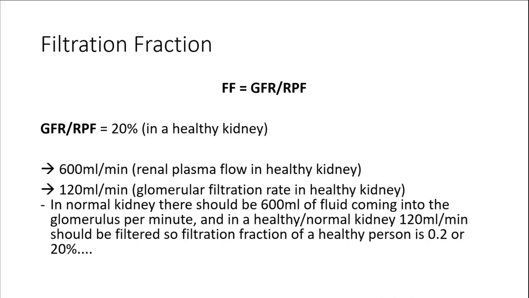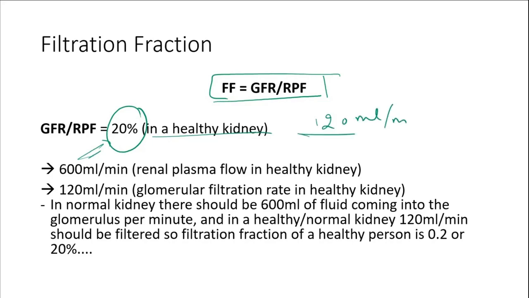What is filtration fraction? Filtration fraction is equal to GFR over renal plasma flow. This is usually 20% in a healthy kidney. How do we come to the 20%? GFR is 120 ml per minute, and renal plasma flow is 600 ml per minute. If you calculate it, it comes down to 20%.